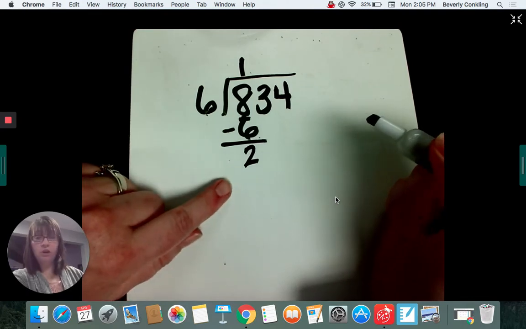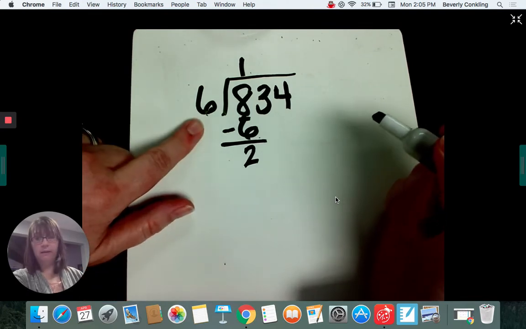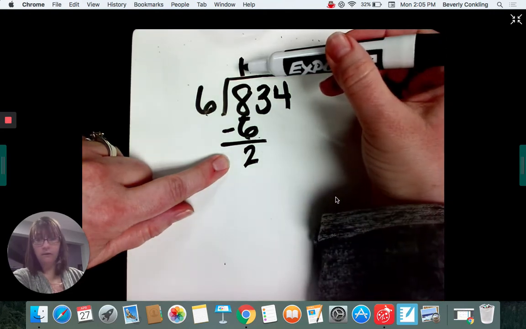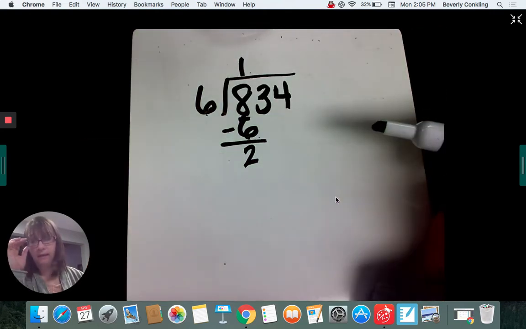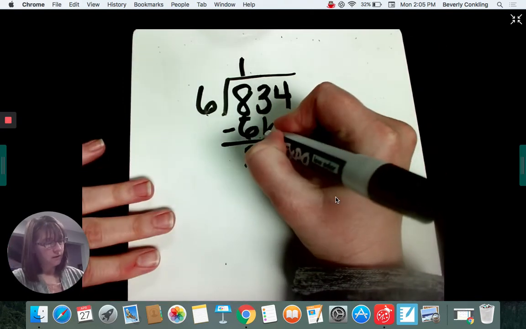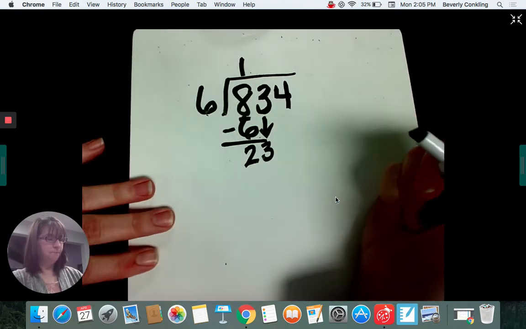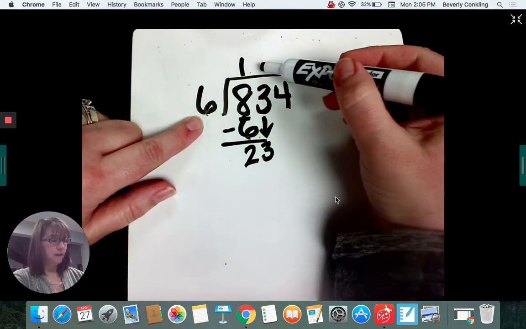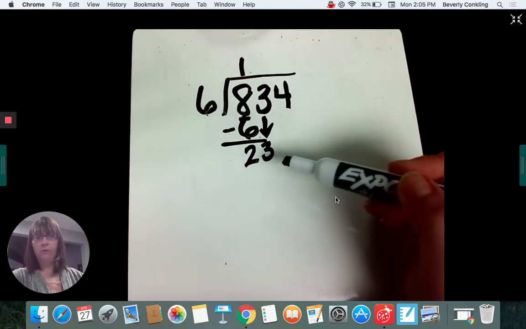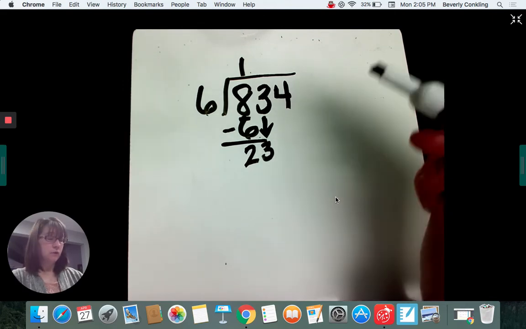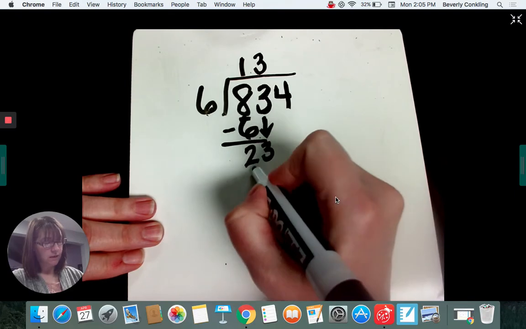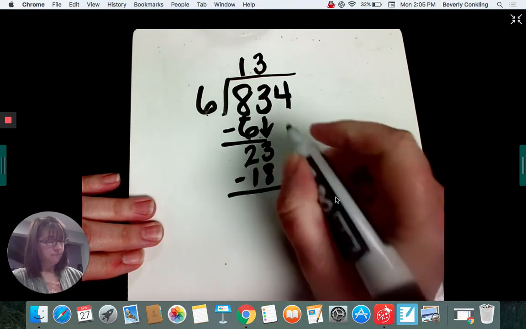Now remember to check, is 2 smaller than 6? Yes. If it's not smaller, that means we made a mistake on our division and we don't want to get to the end and realize that we have it completely off. Okay, so let's bring down our 3. 6 times what gets me close to 23 without going over? Well, 6 times 4 is 24, but that's too big, so I'm going to do 3. 6 times 3 is 18.